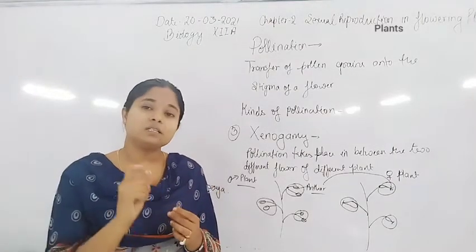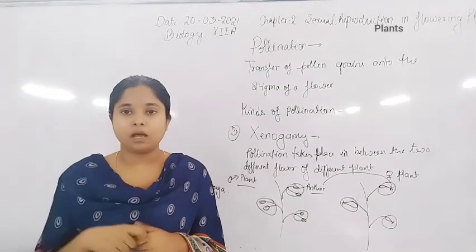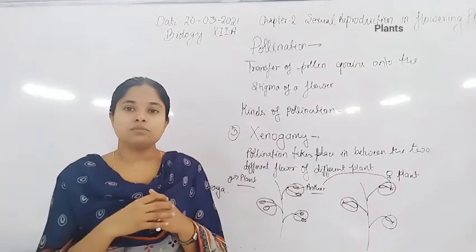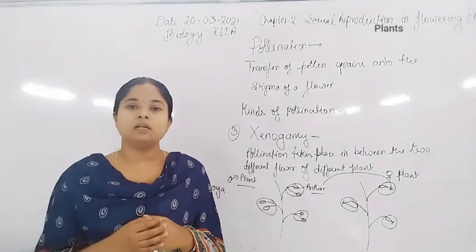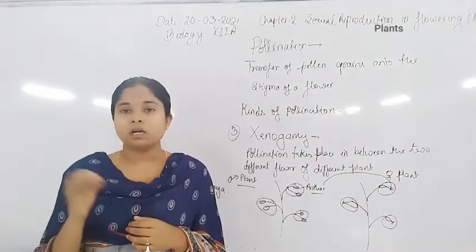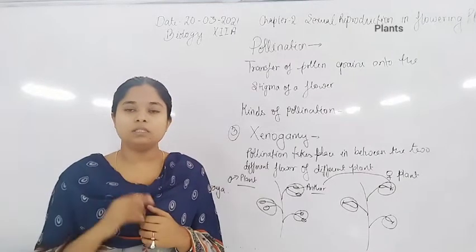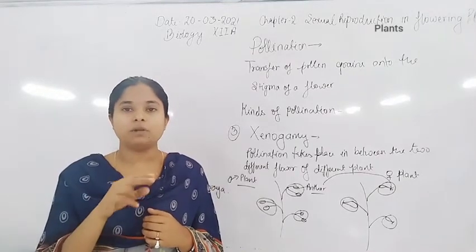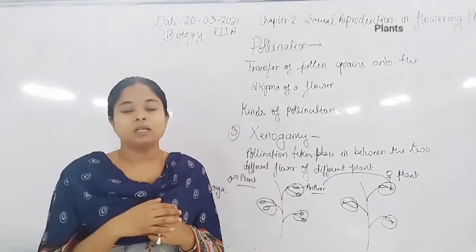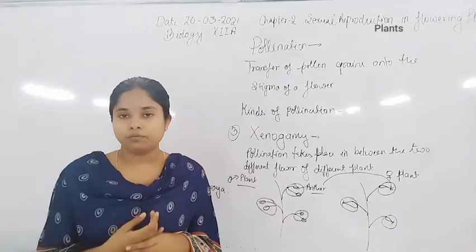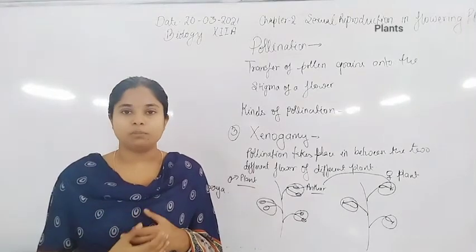But the cleistogamous type of flower only allows autogamy, because it is a closed type, so it does not allow any other pollen grain to come in contact with the stigma. Only the pollen grain of that flower, or the anther of that flower, can germinate on the stigma of that flower. So it only allows autogamy.